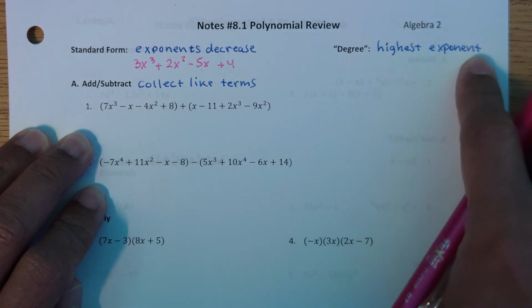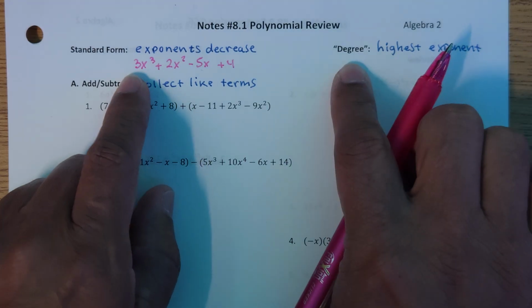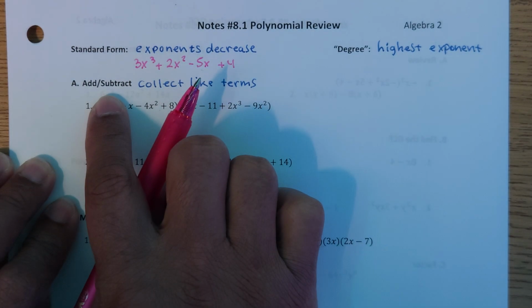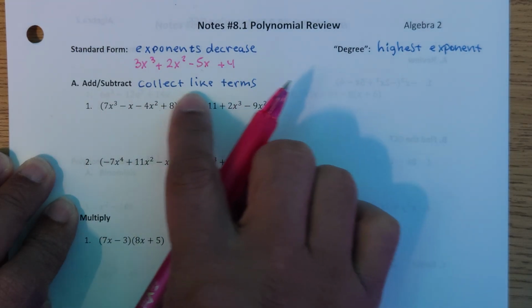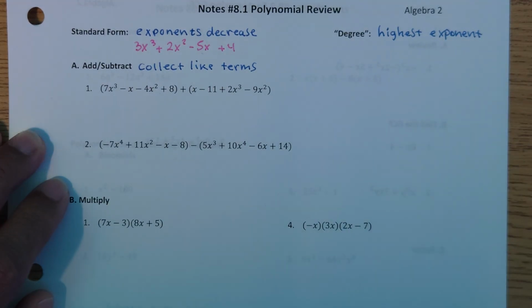Degree, you just look at the highest exponent. So if the question is what is the degree of this polynomial, then you will say degree 3 because that's the highest power. And when we say add and subtract in algebra, we are actually just combining like terms or collecting like terms. So with that said, I'm going to go into the next example.